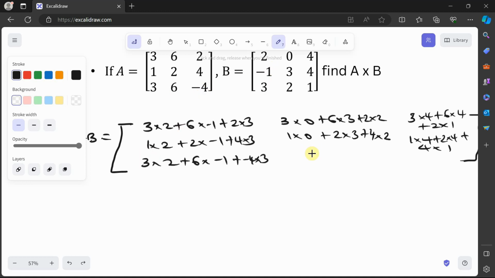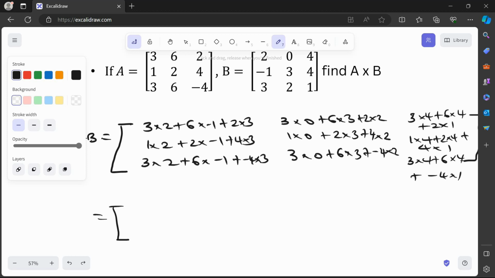And then for the middle one, we'll say row 3 times column 2, which is 3 times 0 plus 6 times 3 plus minus 2 times 4. And then for the final guy, we'll say row 3 times column 3, which will be 3 times 4 plus 6 times 4 plus minus 4 times 1. Now let's simplify this. I'm just going to add all of them together because of time.